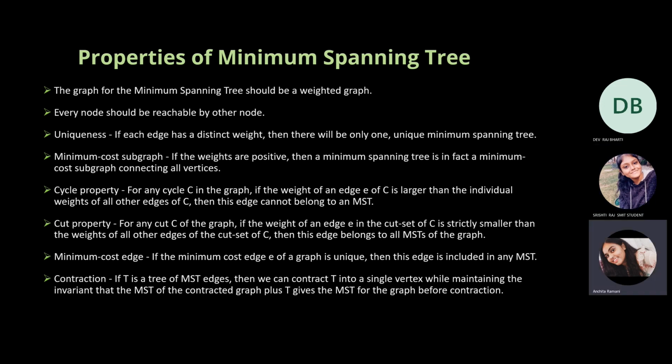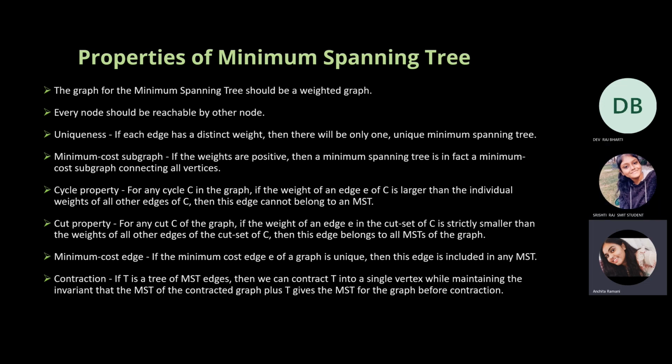Cycle property. For any cycle C in the graph, if the weight of an edge E of C is larger than the individual weights of all other edges of C, then this edge cannot belong to an MST. Cut property. For any cut C of the graph, if the weight of an edge E in the cut set of C is strictly smaller than the weights of all other edges of the cut set of C, then this edge belongs to all MSTs of the graph.